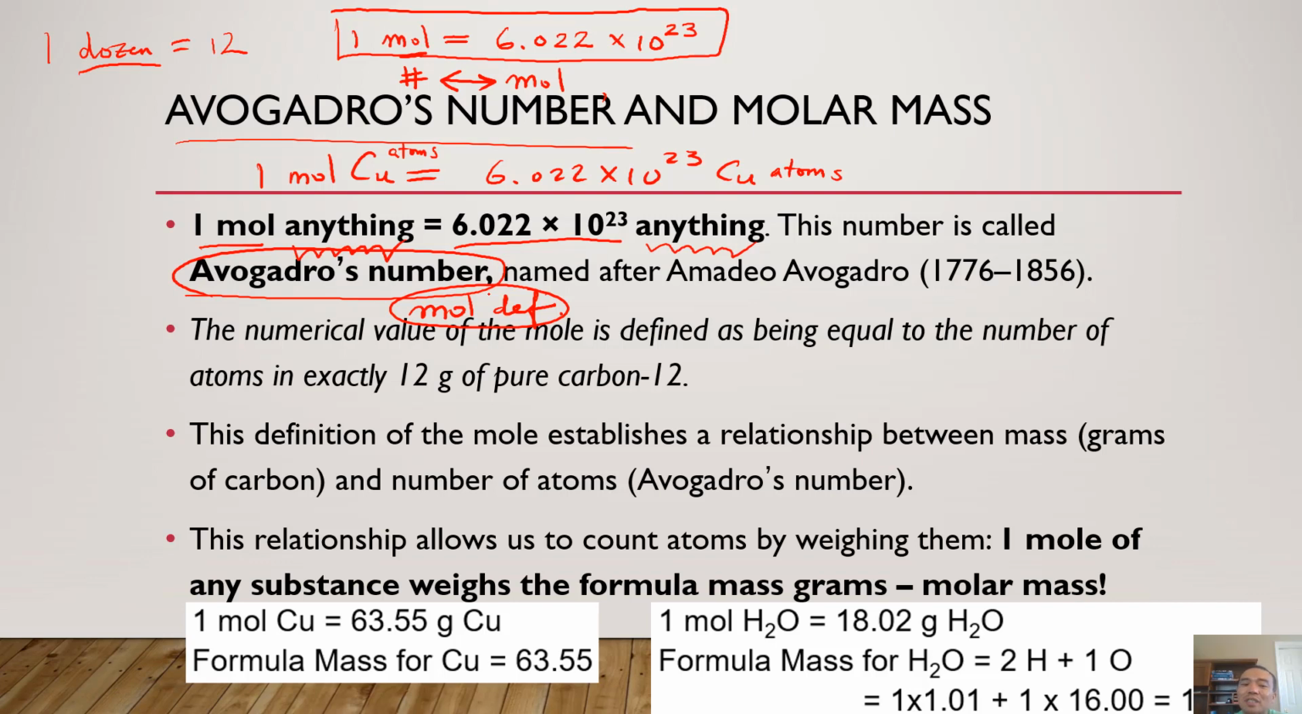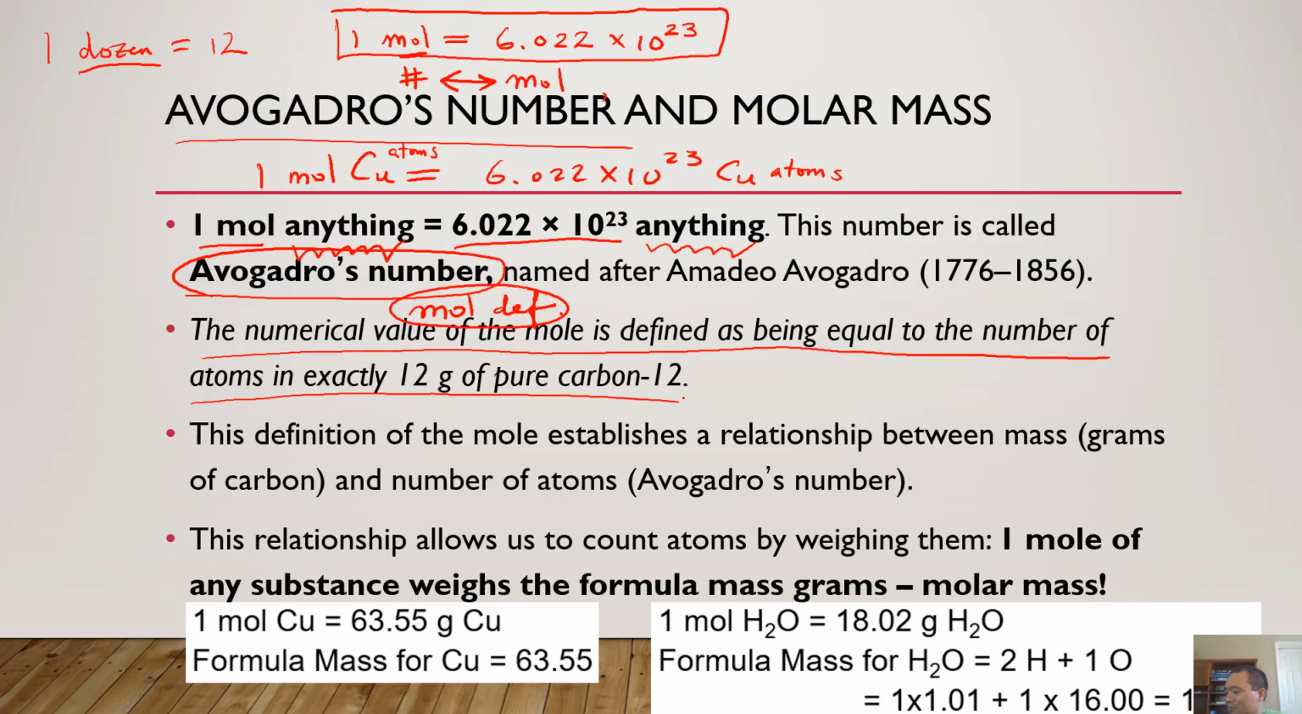But how did we get this number? A more exact definition would be that the numerical value of mole is defined as being equal to the number of atoms in exactly 12 grams of pure carbon 12. What does it mean? That means 12 grams of pure carbon 12 will have 1 mole of carbon atoms inside. According to this definition, we have another important numerical relationship, which we call molar mass.